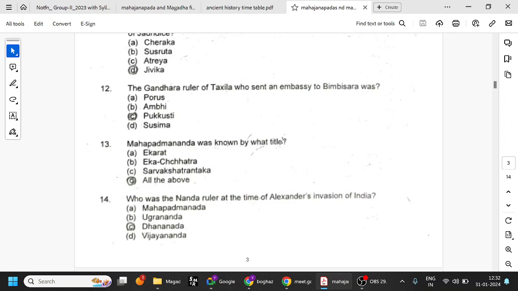Mahapadmananda was known by what title? We've seen all these titles. Ekarada, Ekachatra, and Sarvakshatrantaka. All the titles belong to Mahapadmananda.